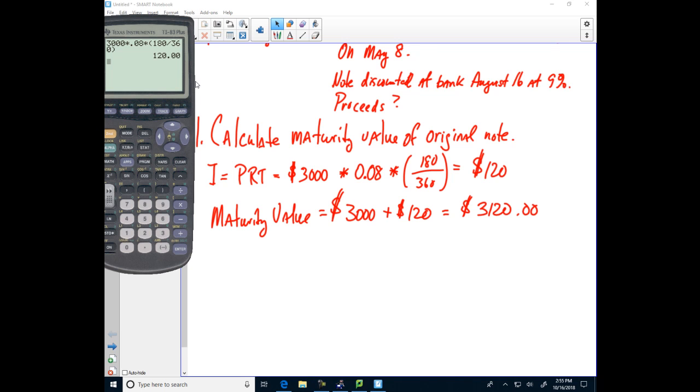So that's step one. Now if you look back on page 289, the steps, 1, 2, 3, 4. So this is step one. Step two says calculate the discount period, which is the time the bank holds the note. So let's see here. What are we going to have to do to calculate that time?